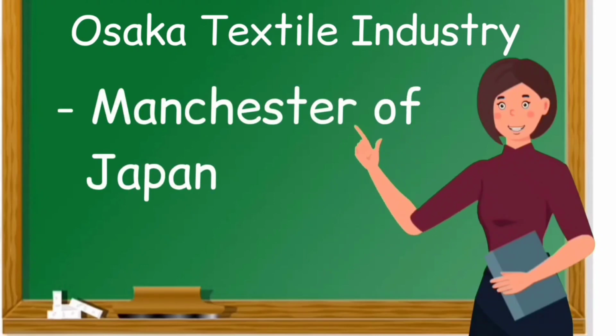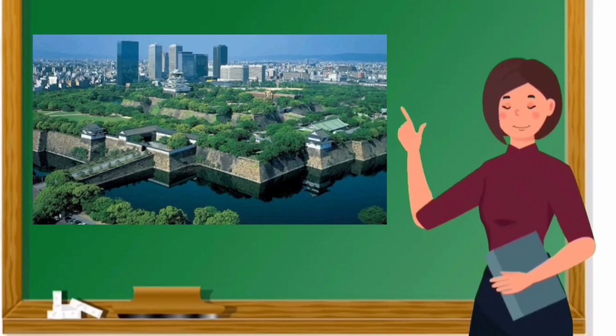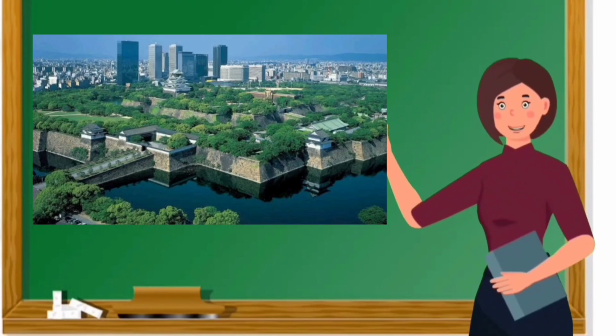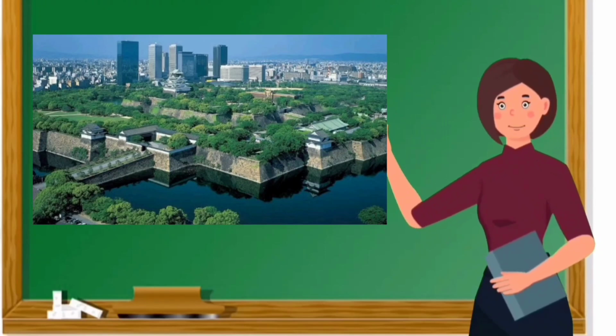The textile industry developed in Osaka due to several geographical factors. The extensive plain around Osaka ensured that land was easily available for the growth of cotton mills. Warm, humid climate is well suited to spinning and weaving. The river Yodo provides sufficient water for the mills. Labor is easily available, right? Location of the port facilitates import of raw cotton and export of textiles.